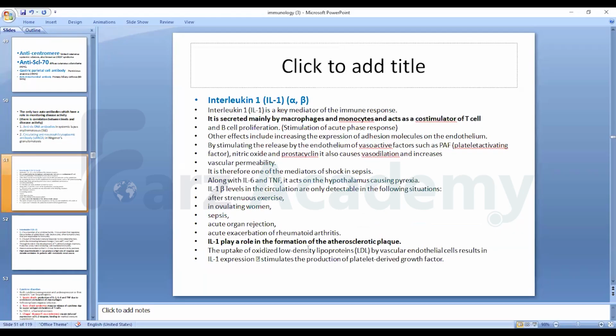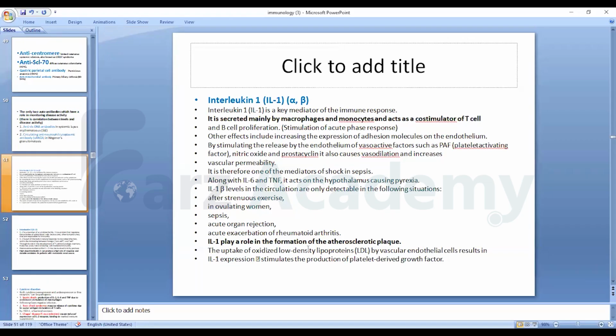So, coming to interleukins. Interleukin 1 is the key mediator of the immune response. It is secreted mainly by macrophages and monocytes and acts as a co-stimulator of T cell and B cell proliferation. Other effects include increasing the expression of adhesion molecules on the endothelium and stimulating the release by endothelium of vasoactive factors such as platelet activating factor, nitric oxide, and prostacyclin. It also causes vasodilation and increases vascular permeability.